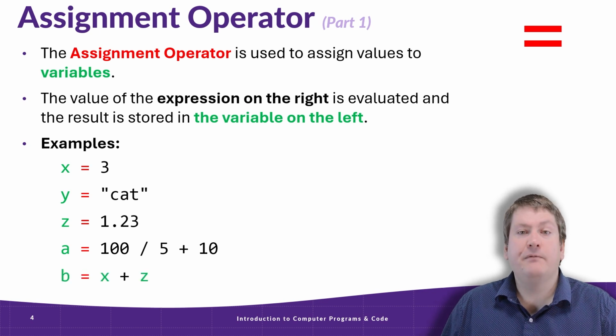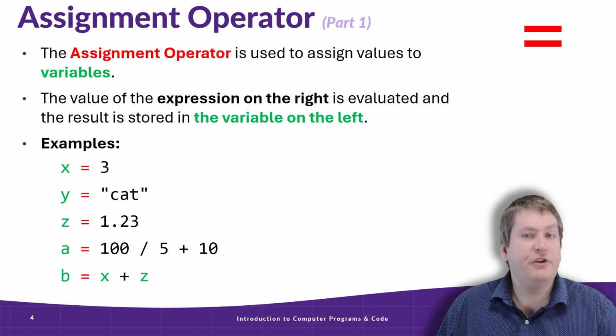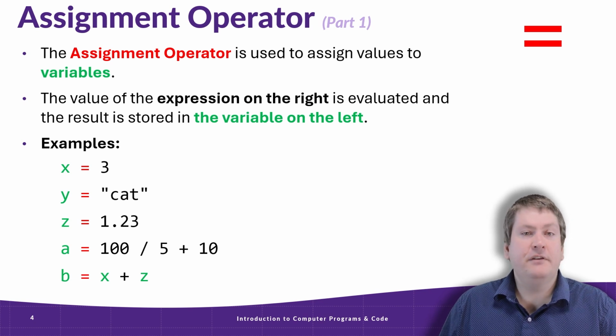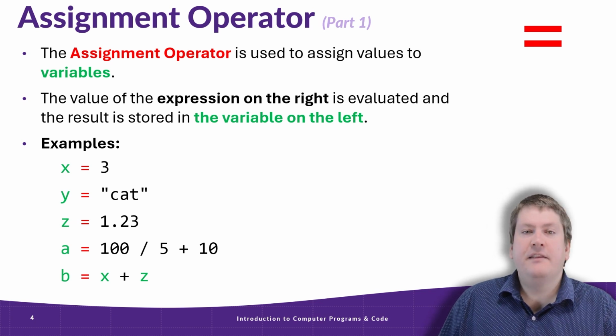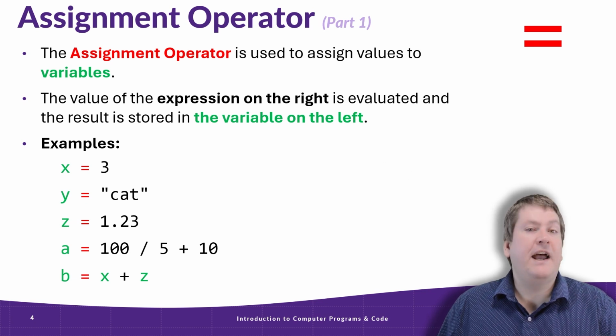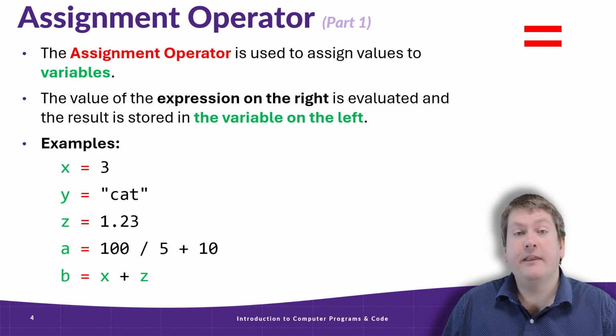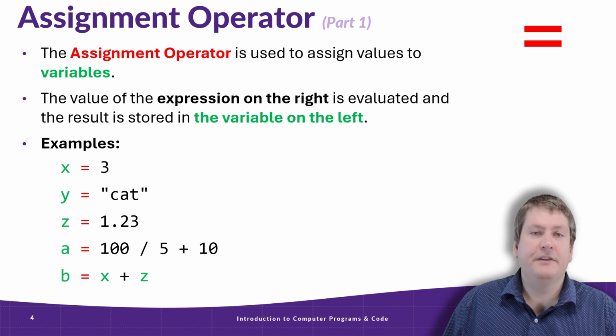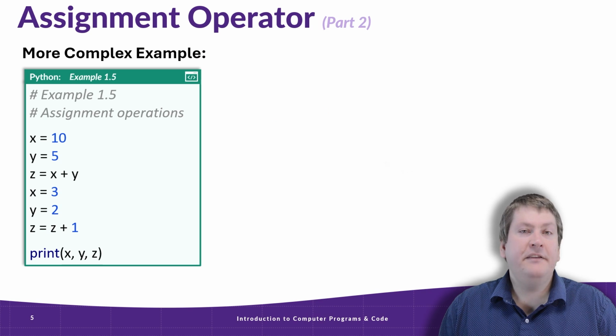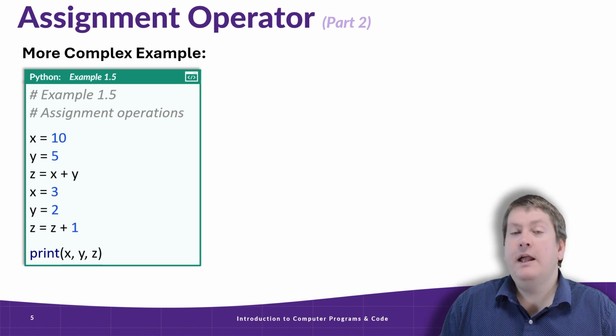The expression can also involve other variables and functions. Just like in that last example, the expression on the right is evaluated, and the result is assigned to the variable. In this case, if x was 3 and y was 1.23, the value stored in b would be 4.23, which is the result of adding 3 and 1.23. So keep in mind, the expression on the right is always evaluated, and then the result is stored in the variable on the left. Let's now take a look at a more complex example and try it out in the Python console.